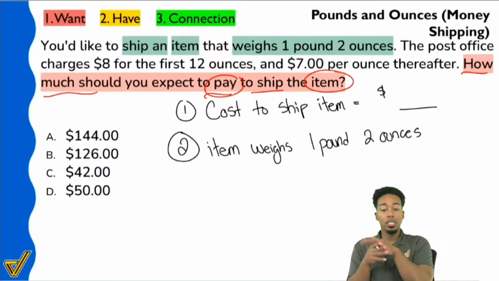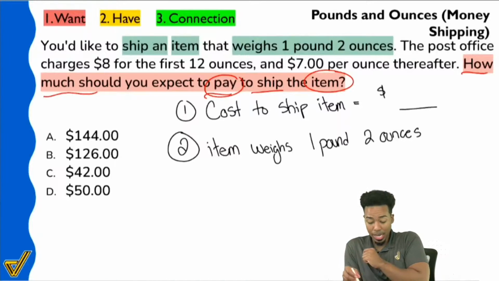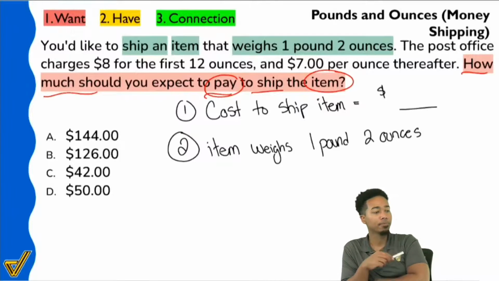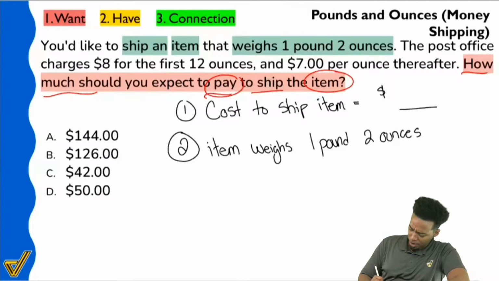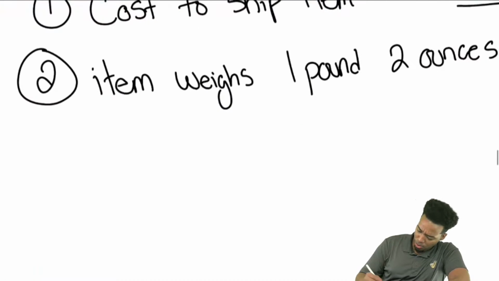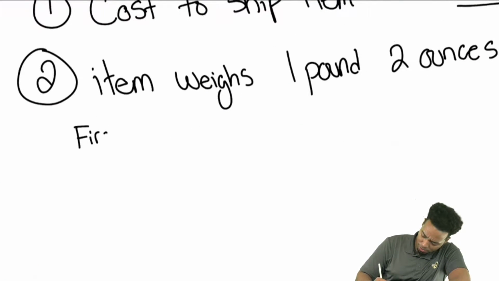Sounds good. Next up, it says the post office charges $8 for the first 12 ounces and then $7 per ounce thereafter. Okay, so let's write that down. It's very, very important. So it said, okay, first 12 ounces.